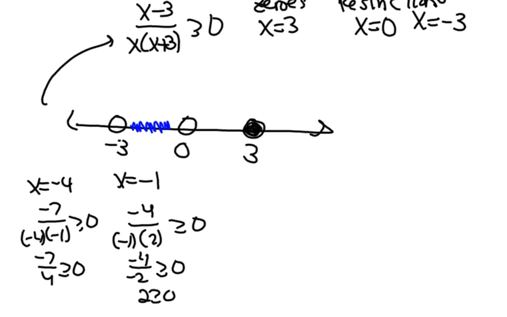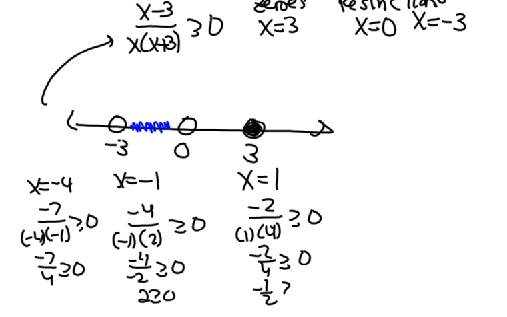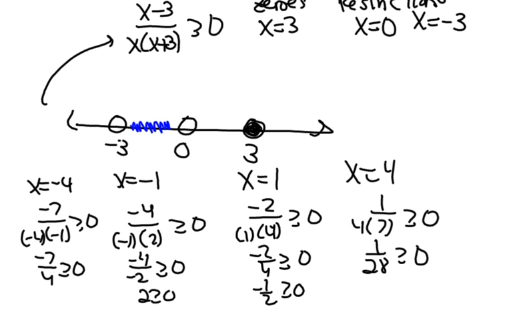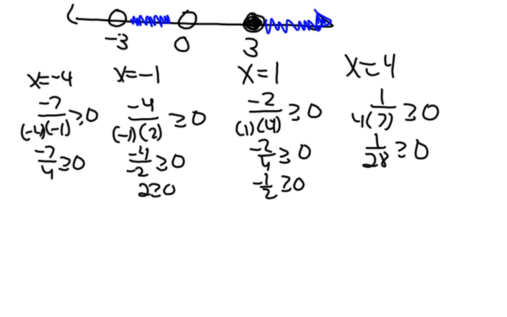Okay, third interval between 0 and 3, let's do 1. So that's what, -2/4, and we know that's not going to be the case. I don't need to simplify to know that that's going to be a false statement. Okay, fourth interval, something bigger than 3, let's do 4. Okay, and 1/28 is greater than or equal to 0. Okay. So again, my last step here is to write my final answer in interval notation.